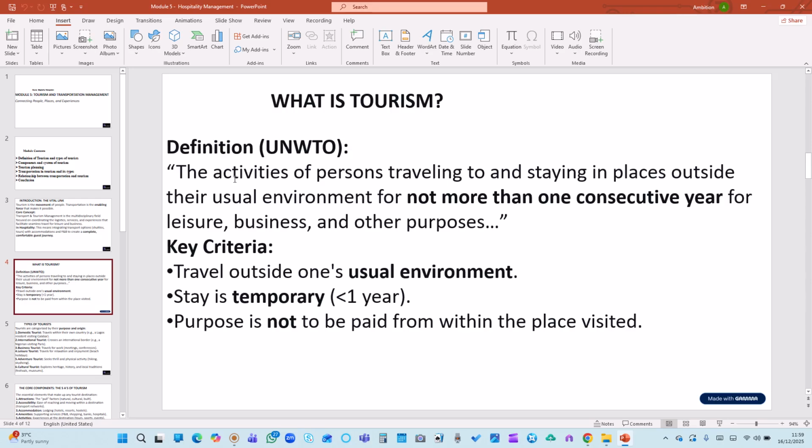The key criteria in the definition is the travel outside one's usual environment. That is to say, the movement must be outside one's usual environment. Then the stay is temporary, usually less than 1 year. Then the purpose is not to be paid from within the place visited. So these are the key main elements in this definition of tourism.